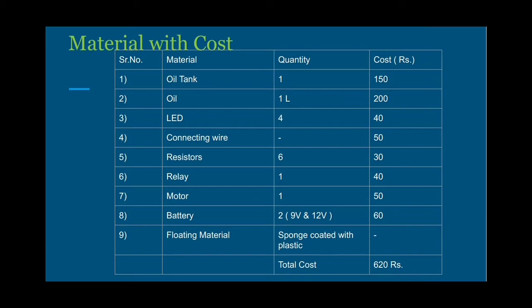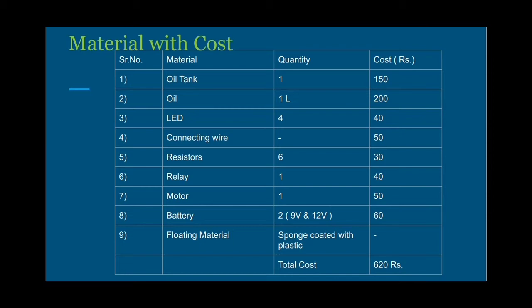Fourth, connecting wires. The quantity we haven't mentioned because we will use it according to the requirements, but the total cost we have estimated is 50 rupees. Fifth, resistors, the quantity is 6 and the cost is 30 rupees. Sixth, relay, quantity is 1 and the cost is 40 rupees. Seventh, motor, the quantity is 1 and the cost is 50 rupees. Eighth, battery, there will be two batteries. First is a 9-volt battery and second is a 12-volt battery, and the total cost of either of them is 60 rupees.